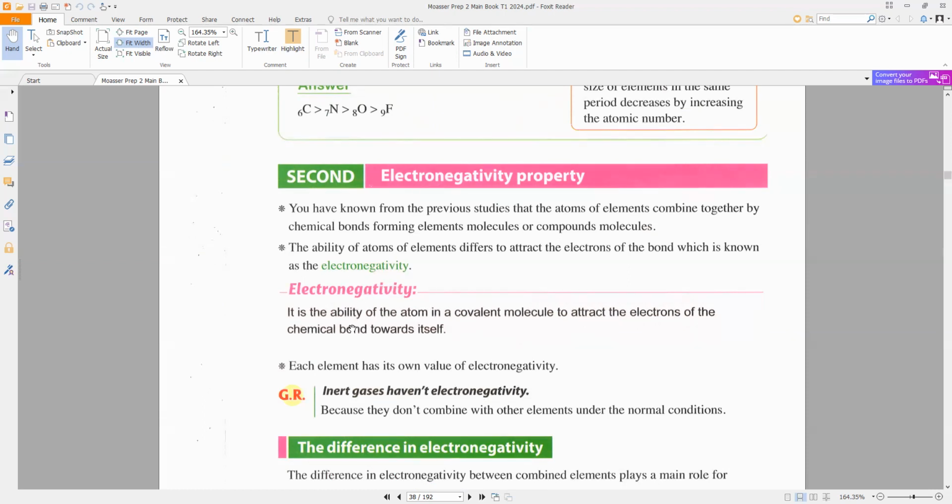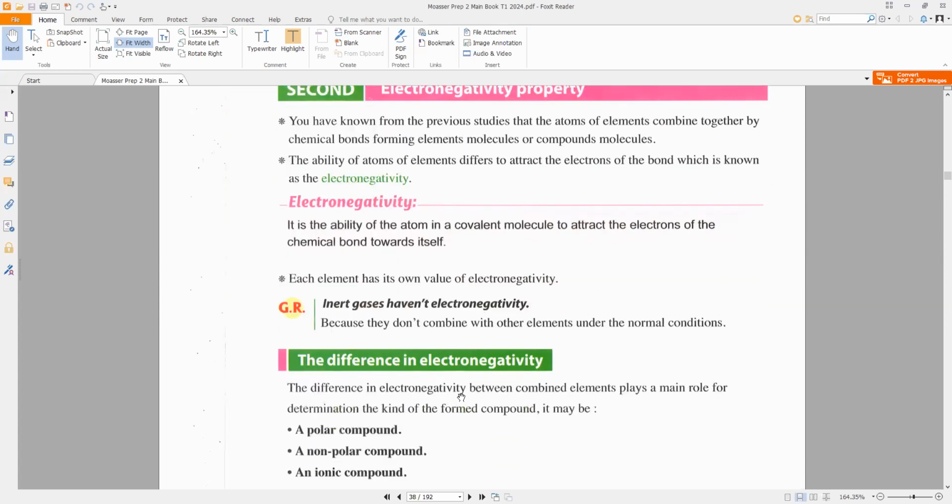Electronegativity is the ability of the atom in the covalent molecule or compound to attract the electrons of the bond towards itself. We studied that the inert gases don't have electronegativity because their outermost energy level is completely filled with electrons, so they don't combine with any other element. They are stable, don't need to react, and don't form bonds. Electronegativity happens in the covalent bonds of compounds.